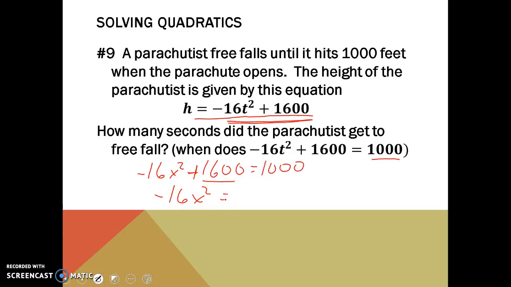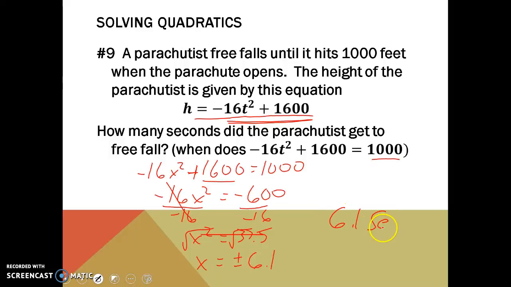1,000 minus 1,600 is -600. Well, then I can divide everything by -16. And if I divide everything by -16, I'll have x squared equals 37.5. Then if I take the square root of both sides, x will equal plus or minus the square root of 37.5, which is really close to 6.1. Now in this particular example, we probably don't need the plus or minus there because we're not going to free fall for -6.1 seconds. We're going to free fall for about 6.1 seconds. And there we go.